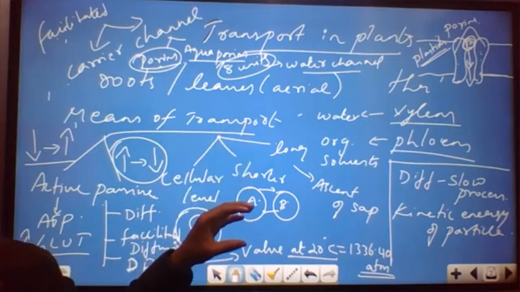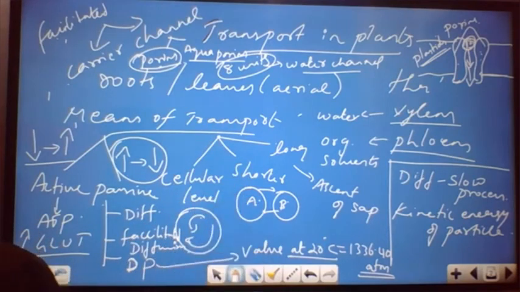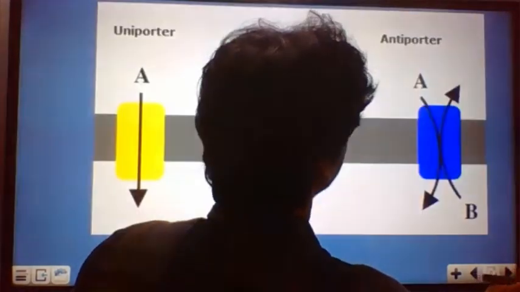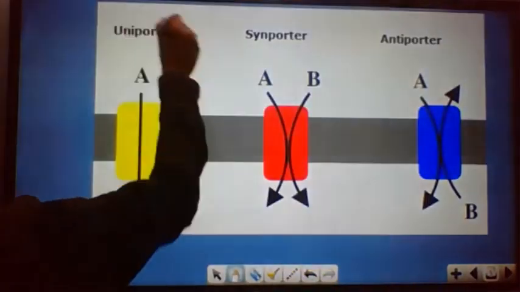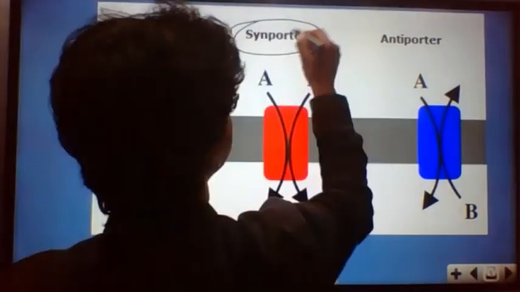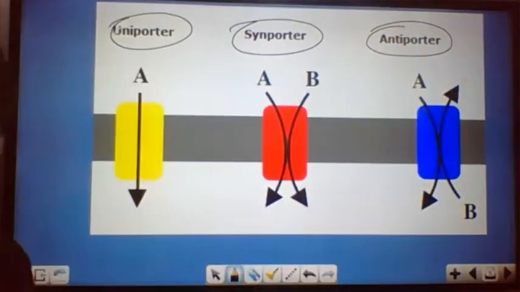The next part that we discussed is about the types of transport. You would have studied about uniport, symport, and antiport, these 3 types, right?